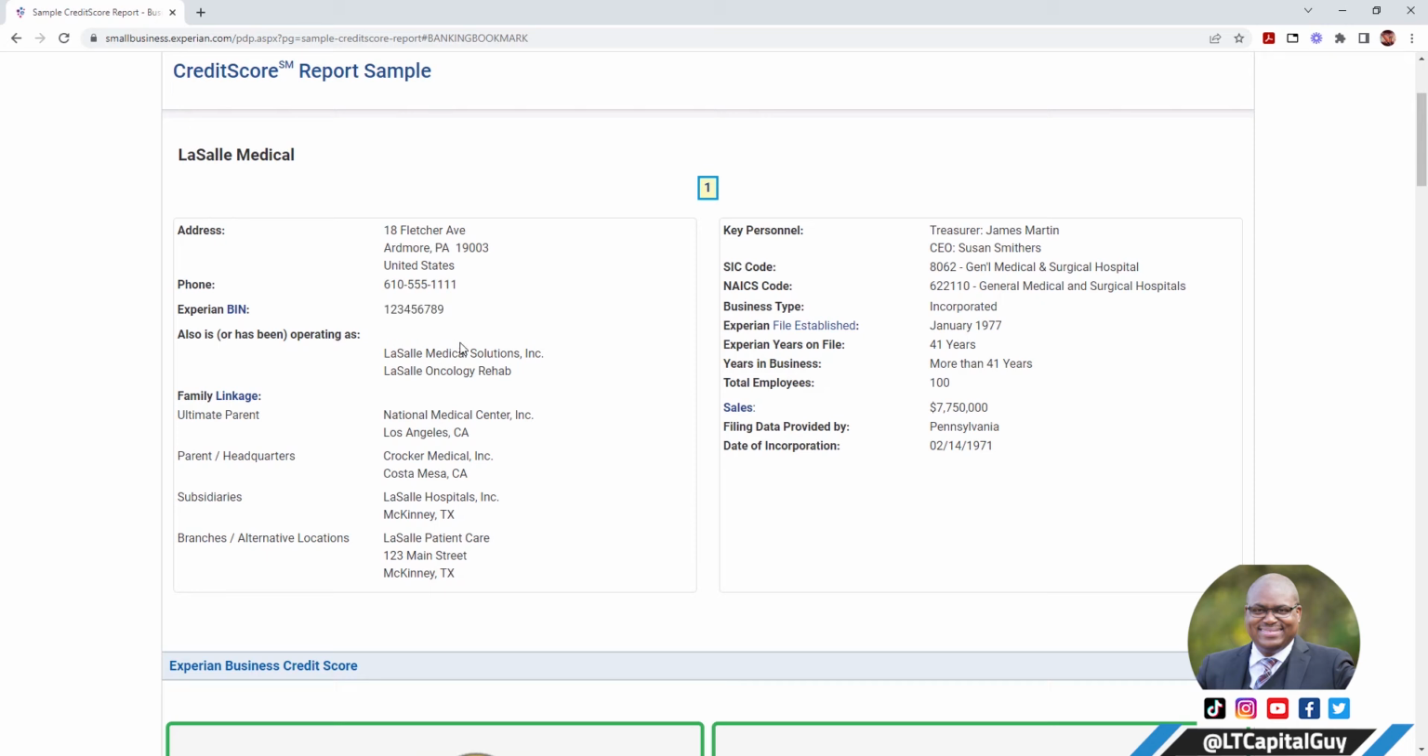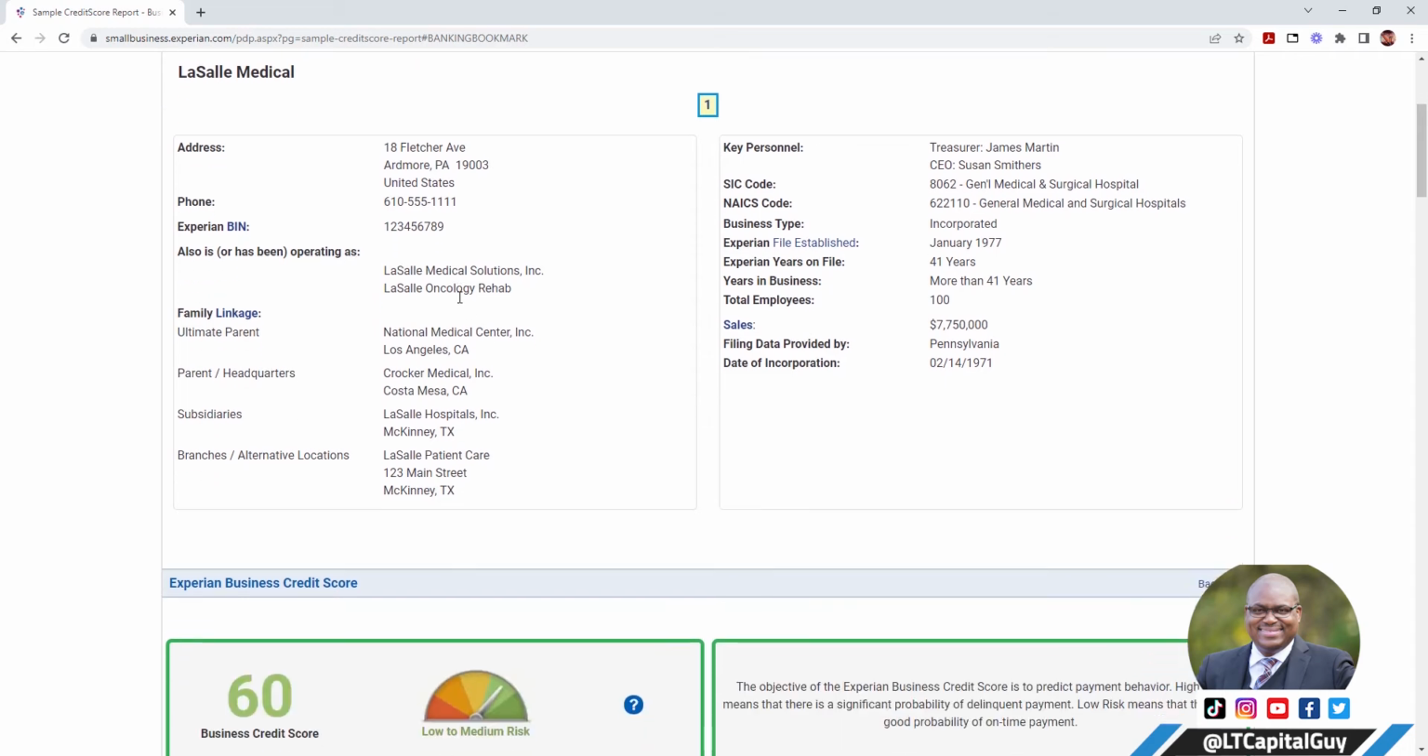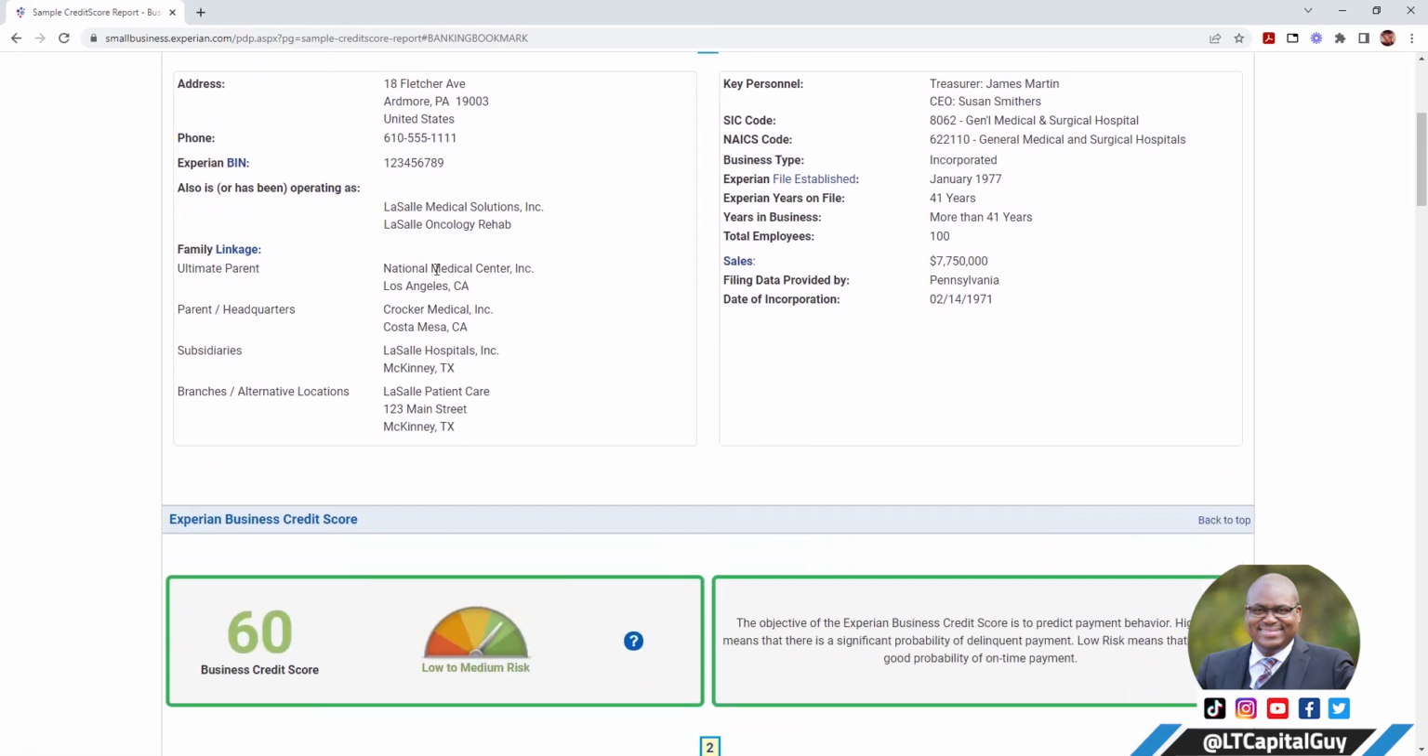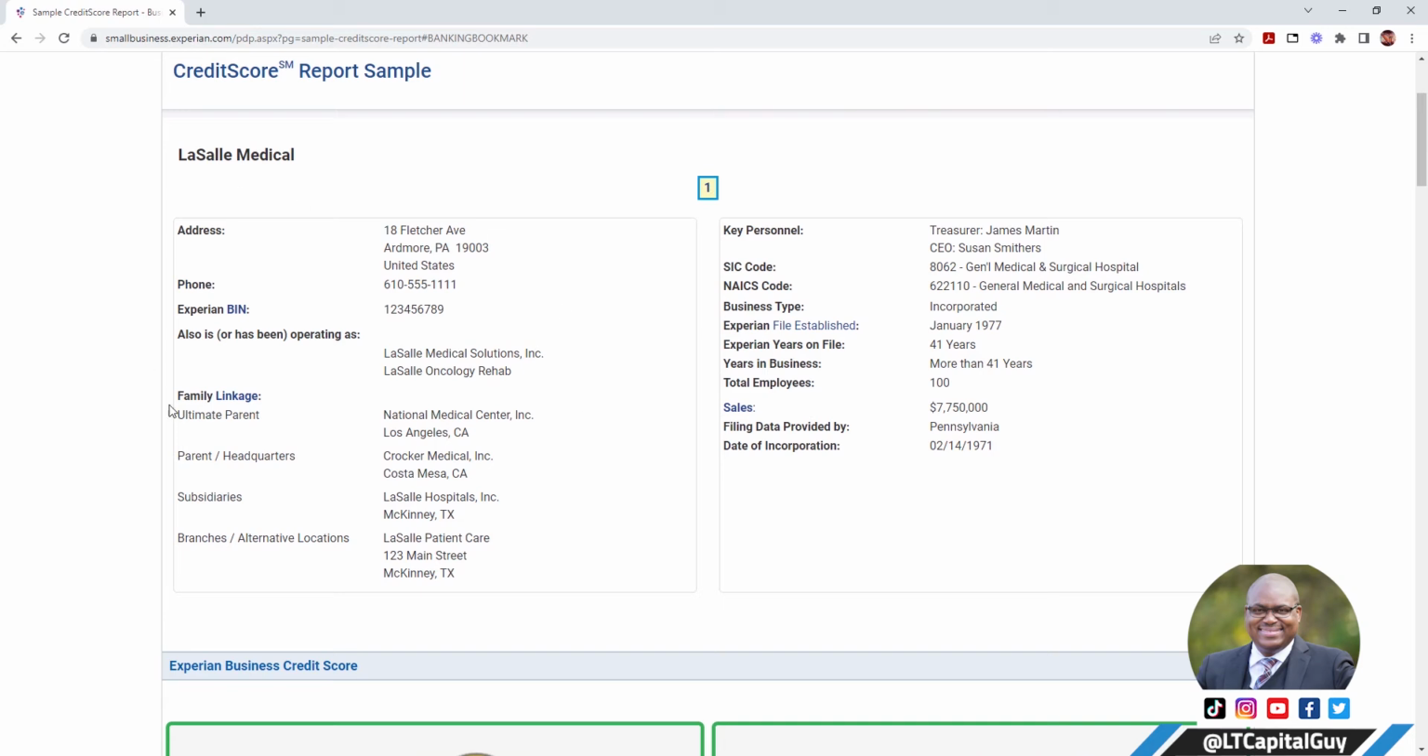Also, if the company has any additional names or DBAs, this would be listed here as well. Any family linkage, and all that means is, depending on the organization, if there are any parent companies or subsidiary companies involved, all of that information would be listed here. So on this left side is basically the business profile type of information.